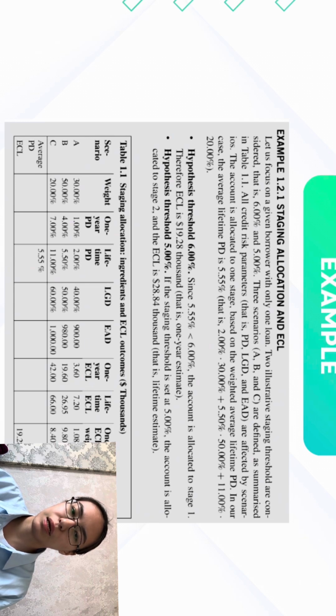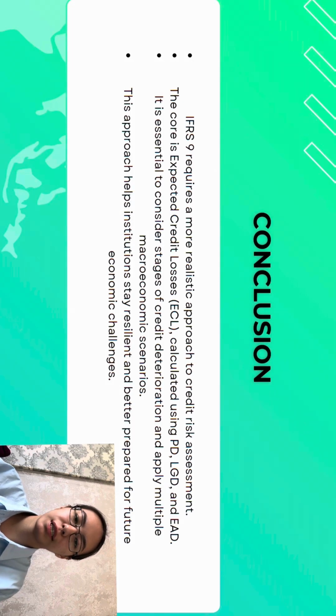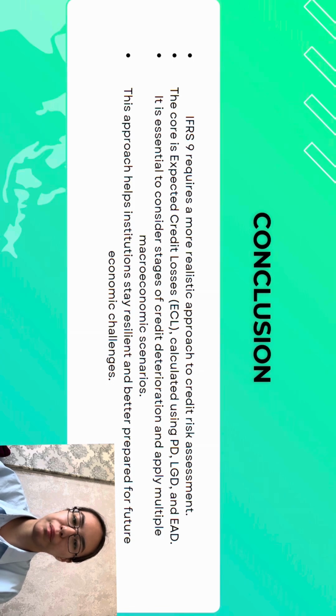Here you can see an example. This approach makes the model more realistic because it reflects how changes in the economy affect financial risk. So, to conclude, IFRS 9 is not just about accounting, it is about predicting risk, preparing in advance, and making financial reporting more reliable and transparent.